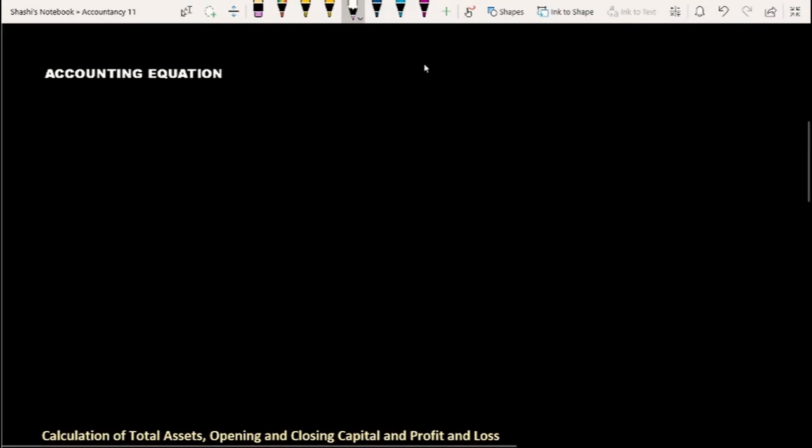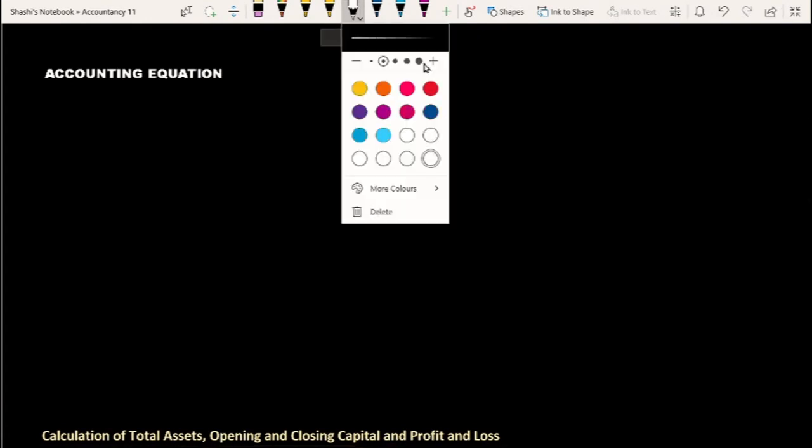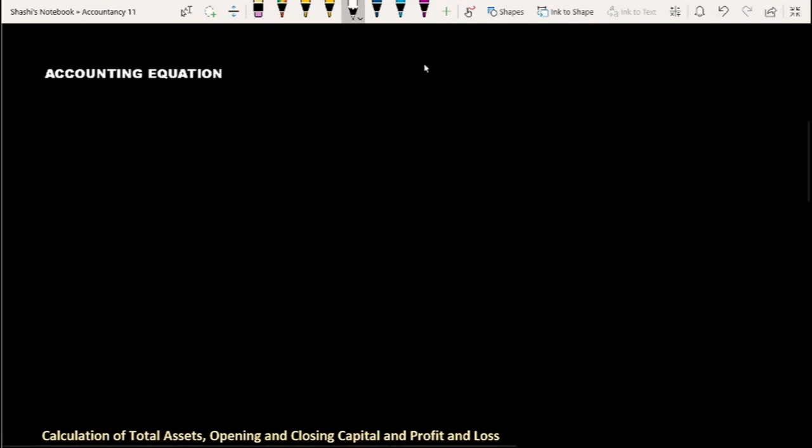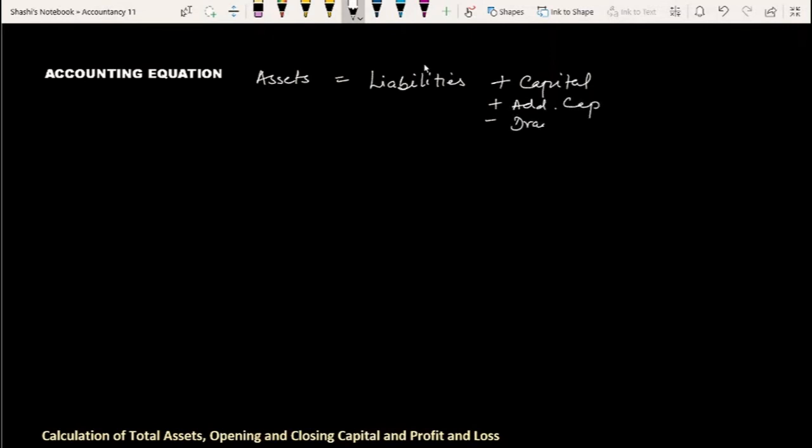Okay, now what you understood here is the accounting equation. As you know, the accounting equation is assets equals liabilities plus capital. Now what you have seen here, we started from the capital. The important thing to remember is that capital includes additional capital. If there is any additional capital, that will be added. Drawings are deducted from this. Okay, and also the interest on capital.